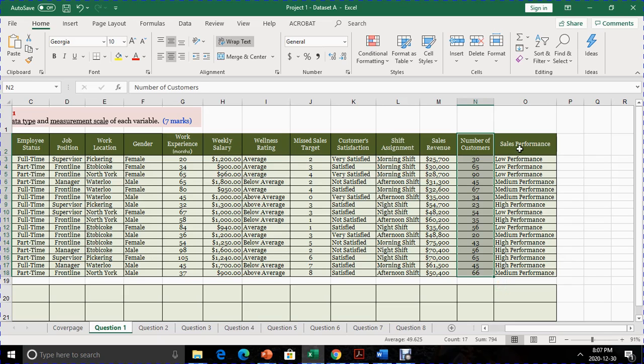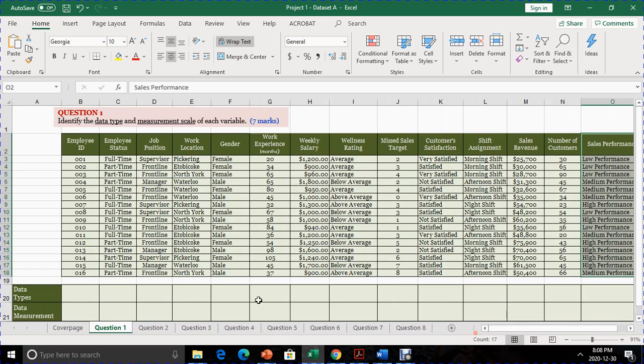And then finally, their sales performance, which was obtained from the HR personal files, as to how good they are in terms of their sales performance. The performance ranges from low performance to medium performance and to high performance. So these are basically the responses. These are the tables and data set that you have to work with when it comes to this particular project. So for the first task, you've been asked to identify the data types for each one of these columns of information.